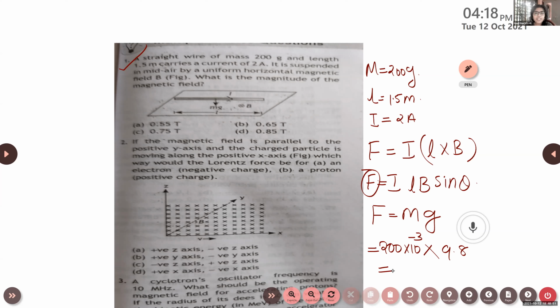Ma'am, why are we taking 10 raised to minus 3? Yes, Gauri? Why are we taking 200 into 10 raised to minus 3? Here the mass is given in gram.